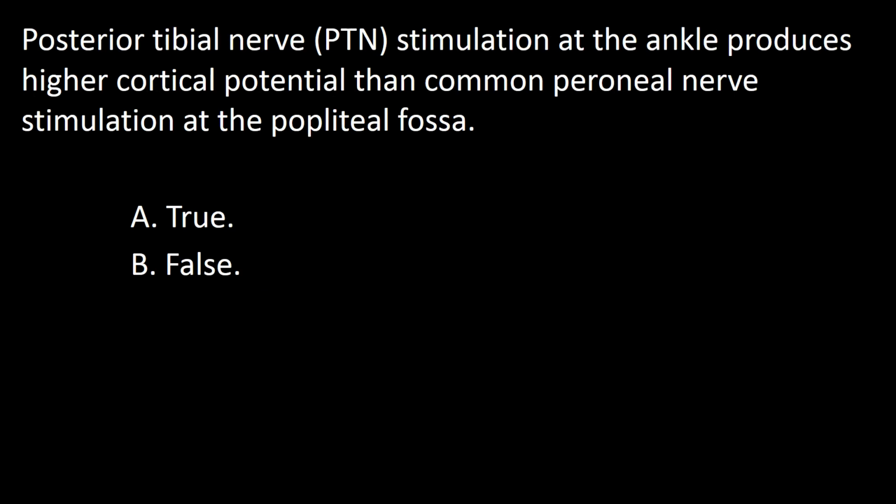Next question. Posterior tibial nerve stimulation at the ankle produces higher cortical potentials than common peroneal nerve when stimulated at the popliteal fossa. A true, B false.